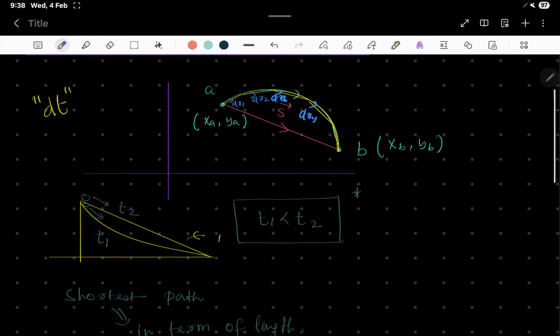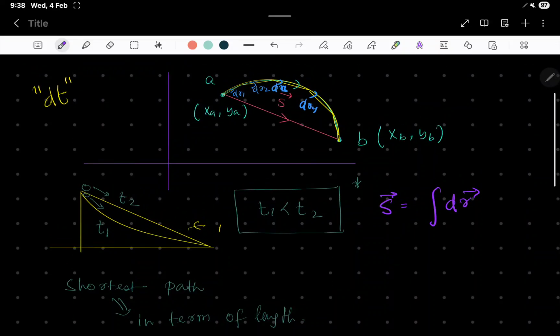If I'm saying that displacement s vector will be defined as integration of dr vector, this is cool, no problem. If you use vector as a tool to solve this problem, integration of dr, with the help of polygon law I can say dr1 vector plus dr2 vector plus dr3 vector and so on will give you the resultant, and the resultant will be s vector. So no problem in saying this. So it is integration of dr vector.